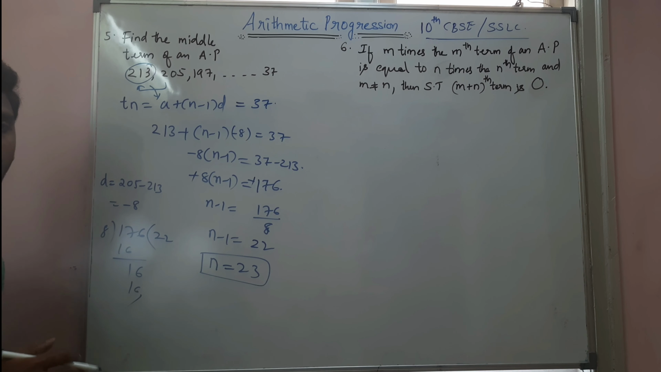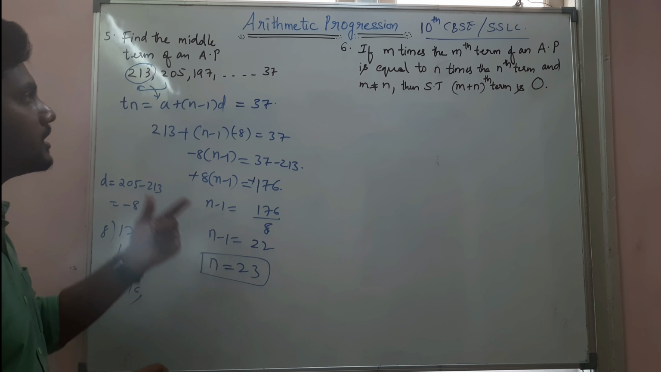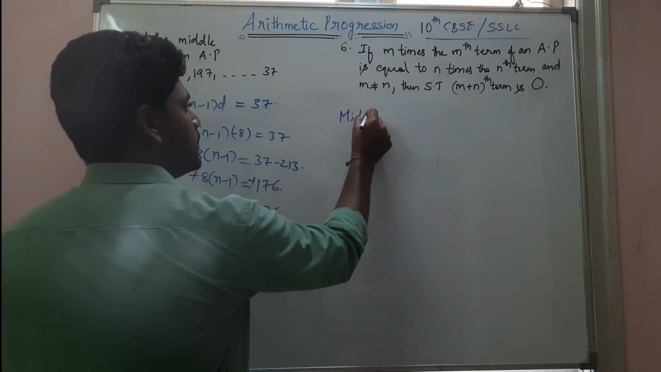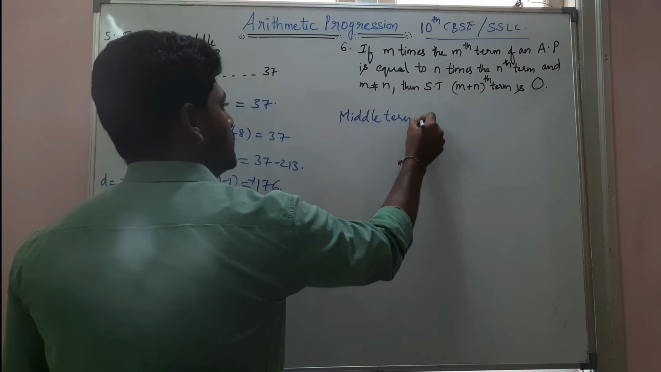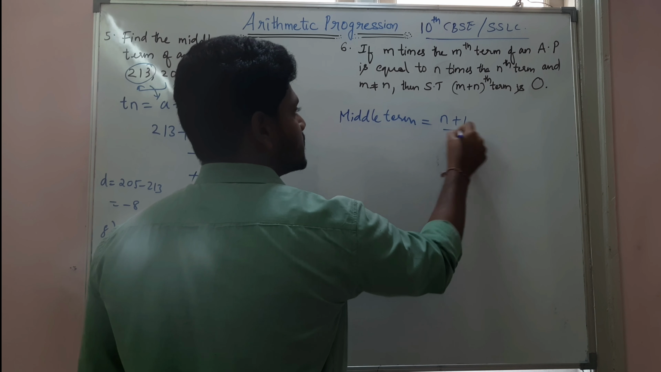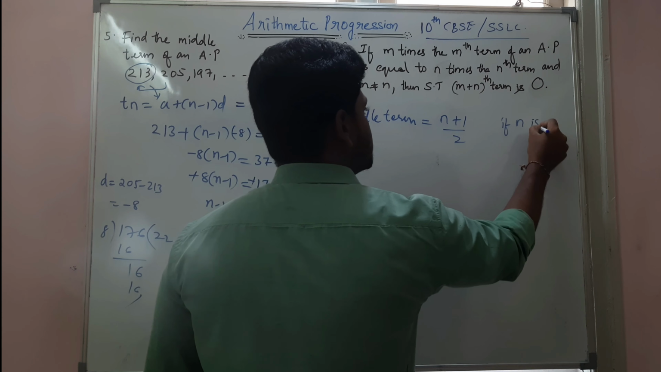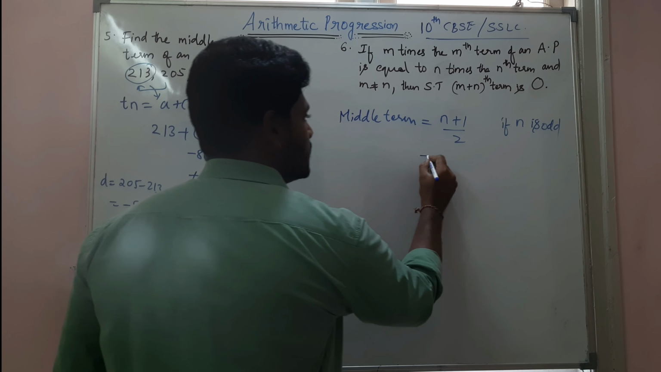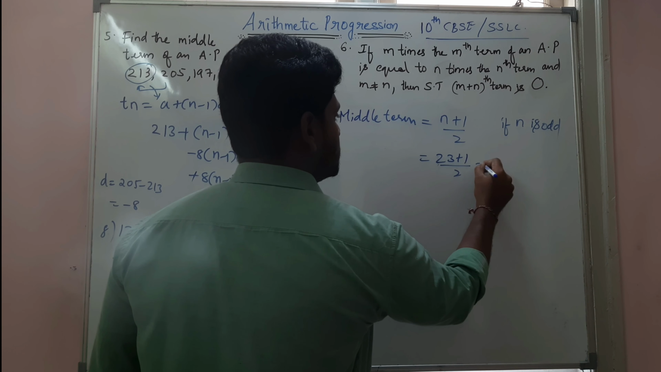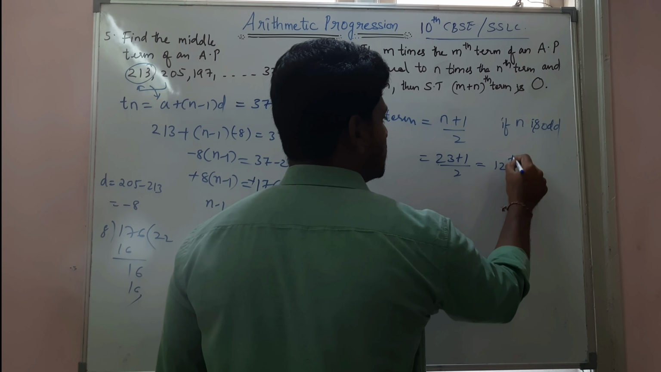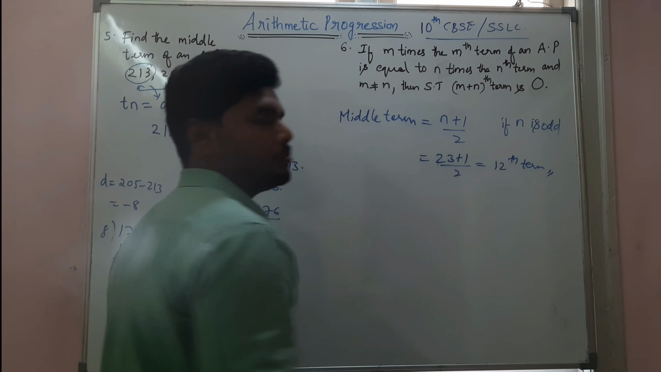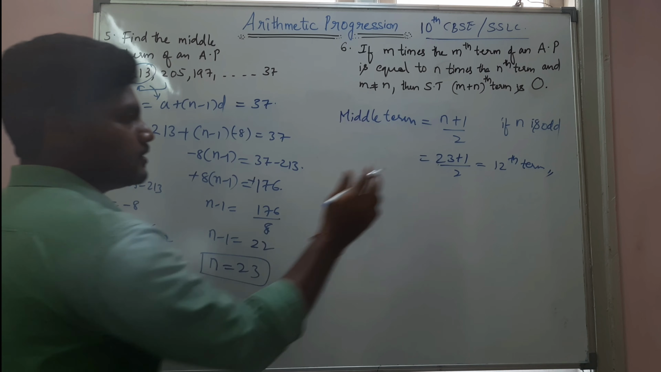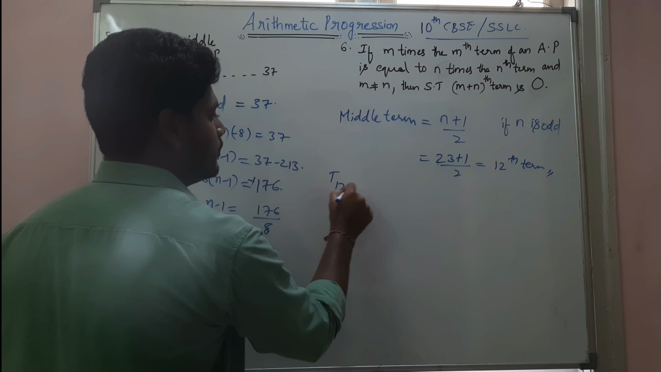So the n value we got is an odd number. If n is odd, then what is the middle term? The middle term formula is n plus 1 by 2 if n is odd. As we got 23, the middle term is 23 plus 1 by 2, which is 24 by 2, nothing but the 12th term. So the middle term is the 12th term. We need to find t12.